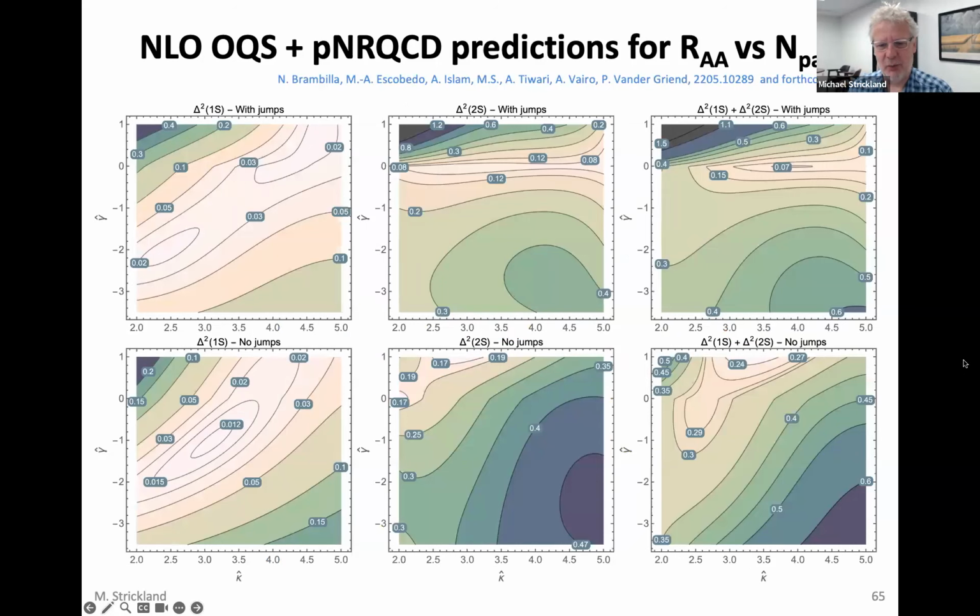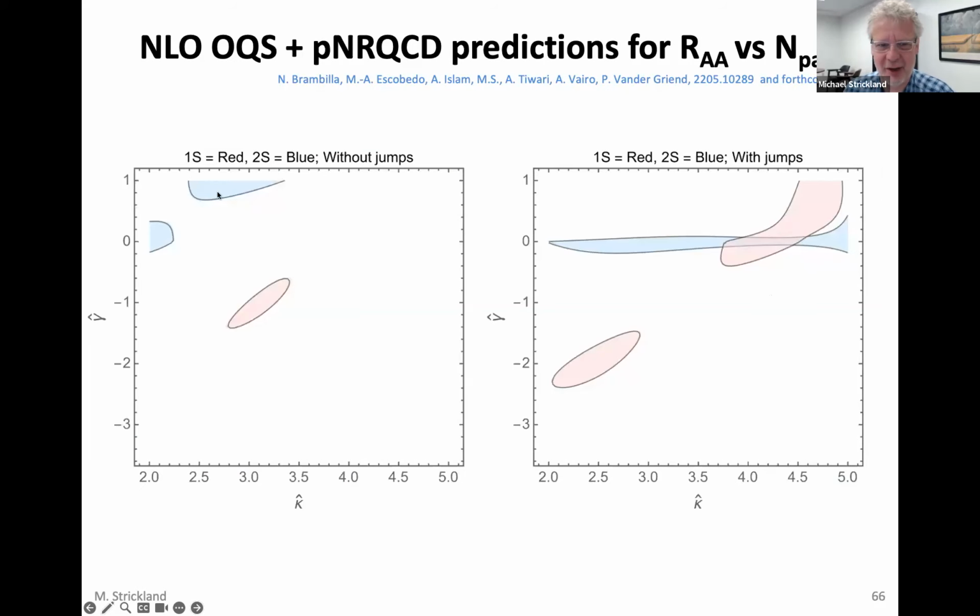So in practice, what we did was repeat this calculation for various values of these transport coefficients, gamma hat and kappa hat, with jumps and without jumps. That's the width on the top and without on the bottom. And this is my sort of summary of that.